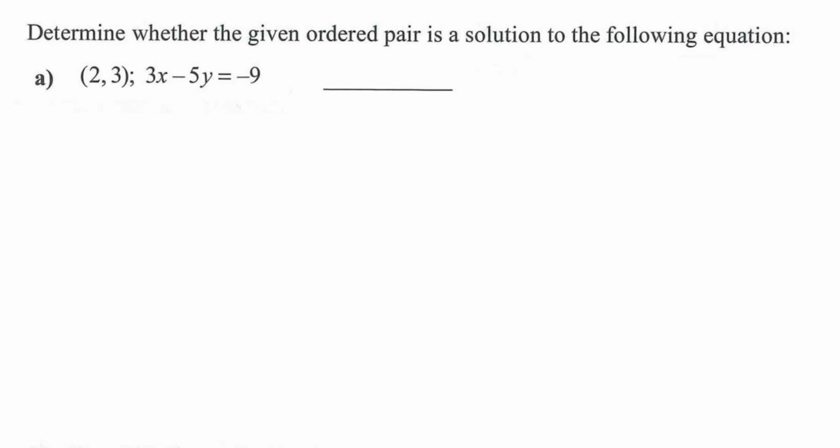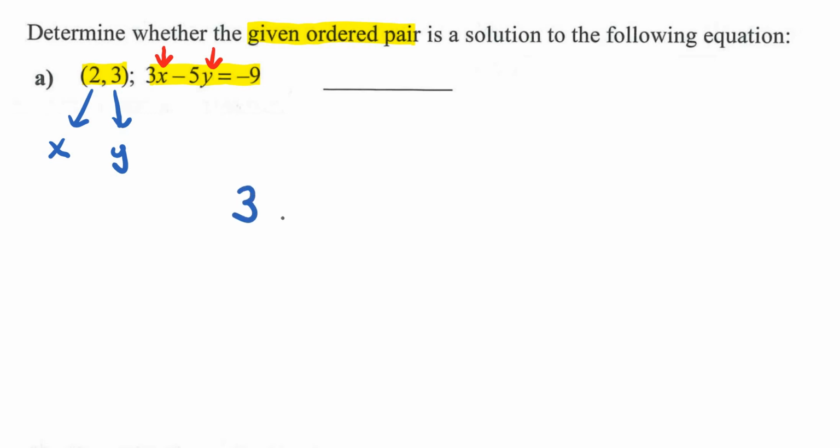For this very first question, we need to determine whether the given ordered pair is the solution for the following equation. So here is my ordered pair, and here is my equation. When we're given the ordered pair, we know that the x value is going to be 2, and the y value is going to be 3. So we're going to plug in the values of x and y into the equation. Anytime we see an x, this x will be replaced with a 2, and this y will be replaced with a 3.